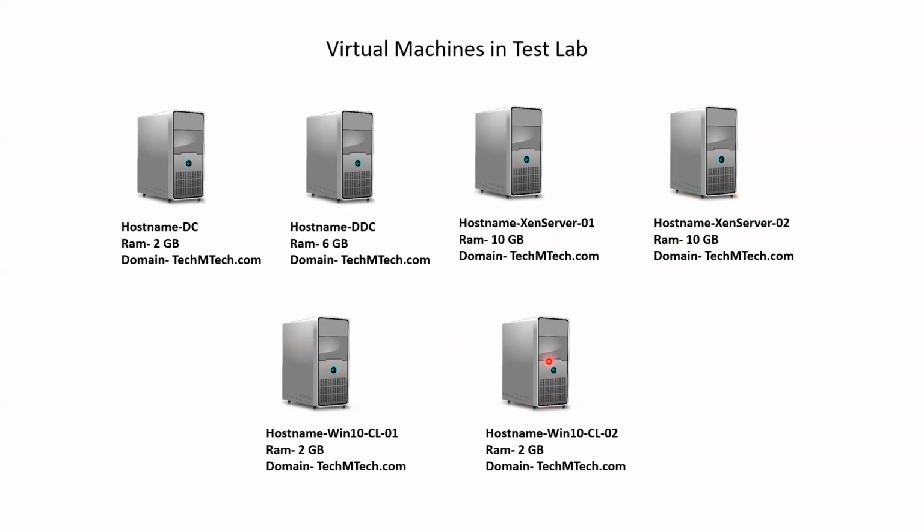And these two machines are the client machines. We will test our deployment with the client machines. These are Windows 10 machines, and for each machine I allocated only 2 GB of RAM for testing. And again, I joined those machines into my domain, which is techamtech.com. Okay, any doubt here? No, sir.